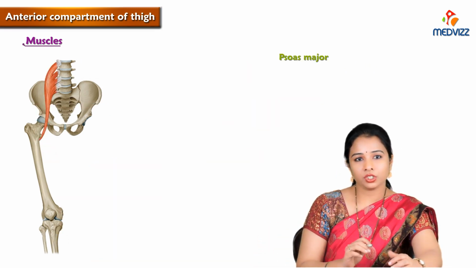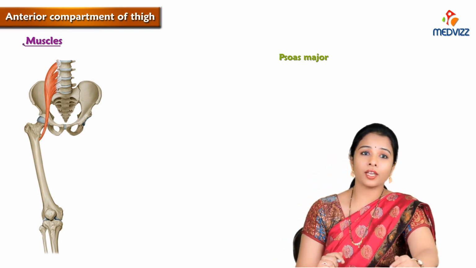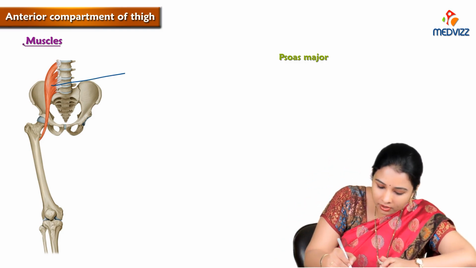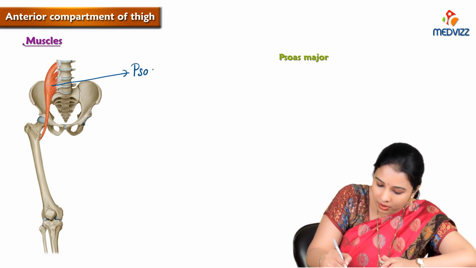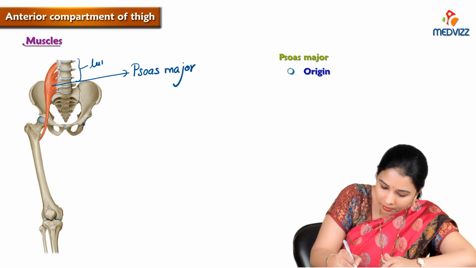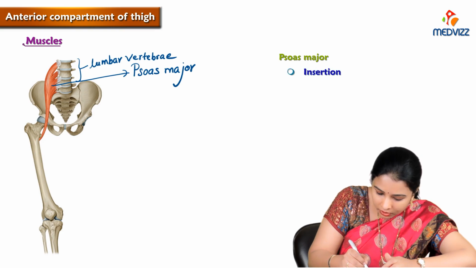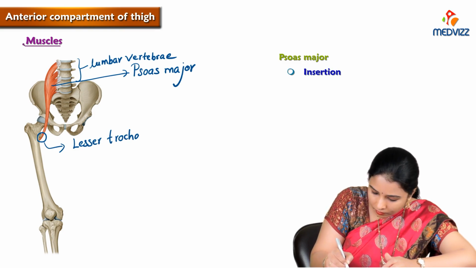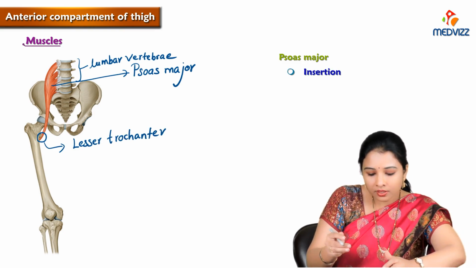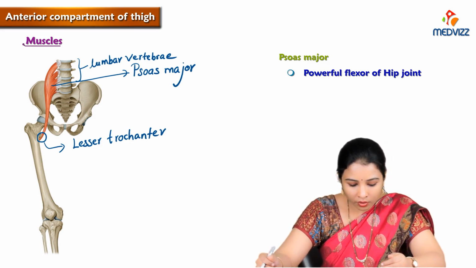So another muscle which is partly in the anterior compartment. A small part of it is present in the upper part of the anterior compartment of the thigh here. This is called the psoas major muscle. We can see the psoas major muscle. It gets origin from the lumbar vertebra and it is inserted to the lesser trochanter of the femur. And it is a powerful flexor of the hip joint. So that is the main action of psoas major muscle.